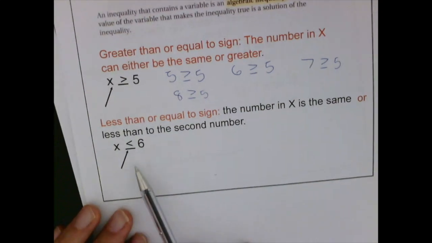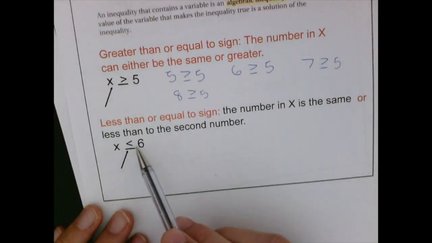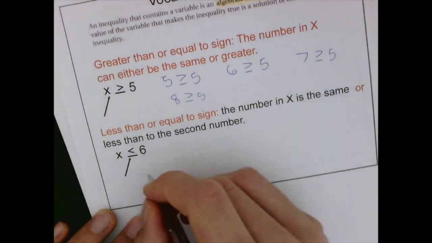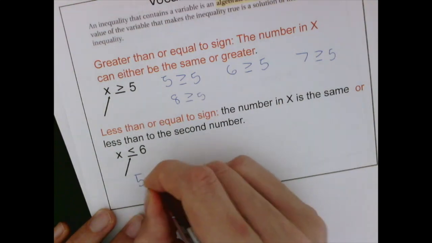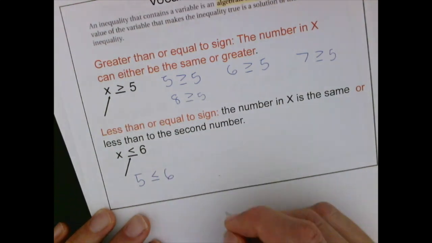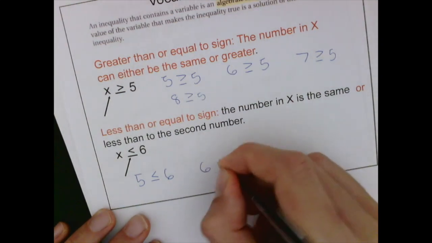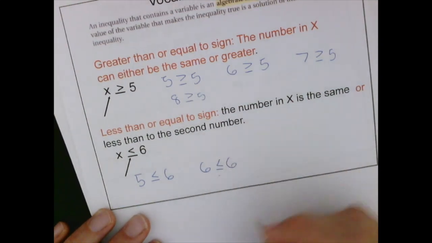Let's look at a less than or equal to sign. X is less than or equal to 6. Well, what numbers can go in for x that'll make this true? 5 is less than or equal to 6. 6 is less than or equal to 6.